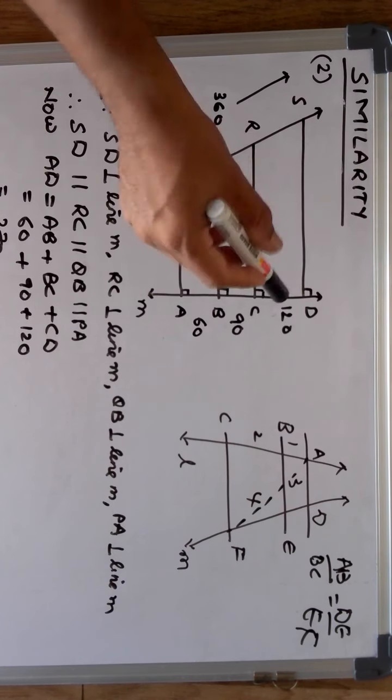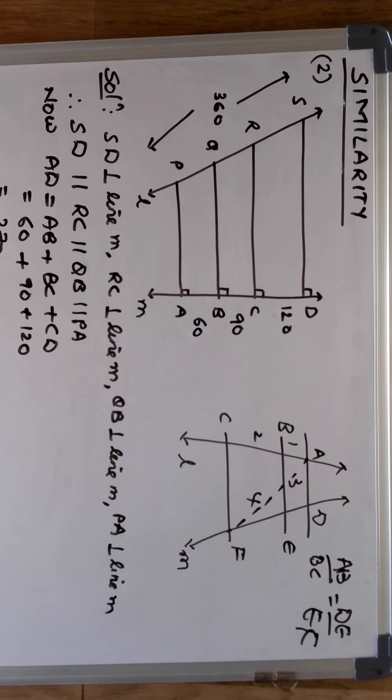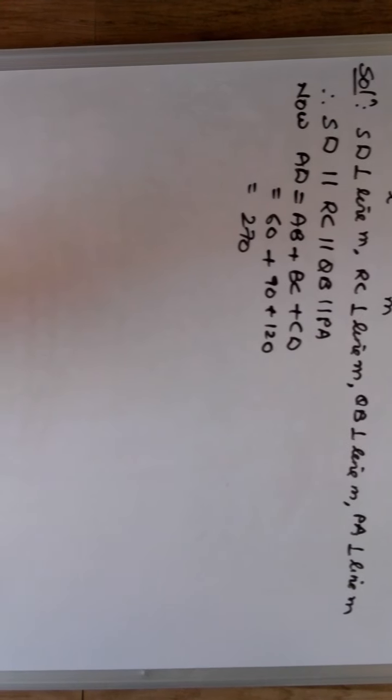Or you can take SD parallel to QP parallel to PA. Why so? That we will see now. So first of all, whom to take? Chalo, I'll take that only, SD parallel to RC parallel to PA. Now I have the figure drawn, so just go through the figure now.